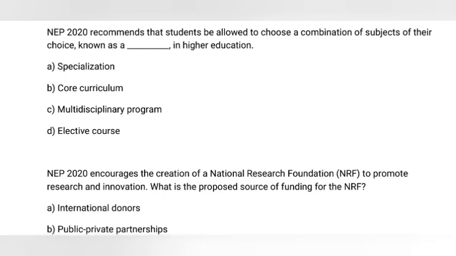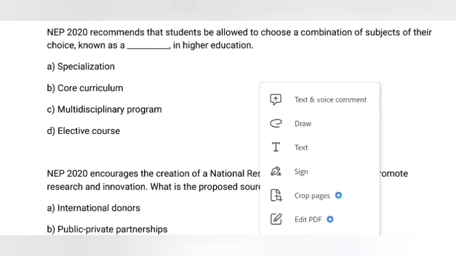NEP 2020 recommends that students be allowed to choose a combination of subjects of their choice, in higher education: specialization, core curriculum, multidisciplinary program, elective course. It will be multidisciplinary program.